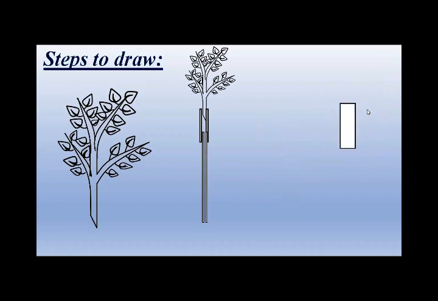After it, you will draw a scale. For the scale, just below the capillary tube, we will draw a rectangular shape. You will draw a rectangle of about 2.5 centimeter height and 1 centimeter width. So just below the capillary tube, you will draw a scale with a calibration on it.